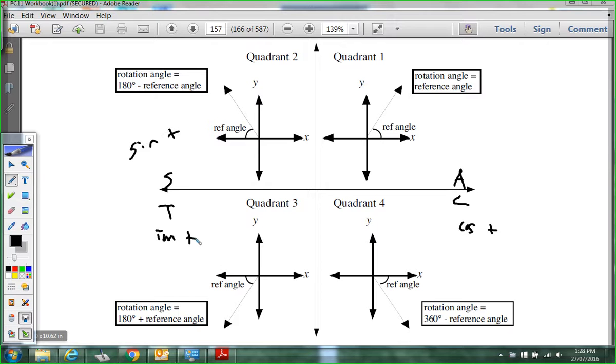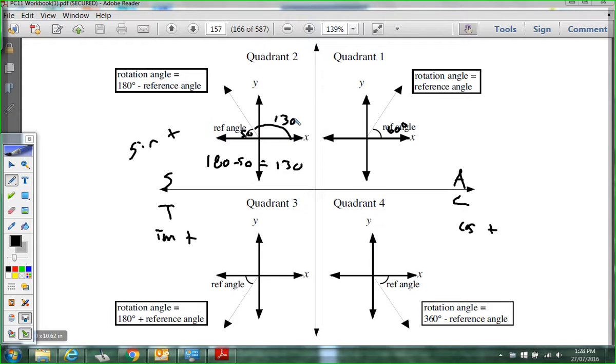In terms of reference angle, remember your reference angle for quadrant 1 is equal to the rotation angle. So if it's 60, then that's your reference angle. In quadrant 2, it's 180 minus the reference angle to get your rotation angle. So if I say the reference angle is 50, 180 minus 50 will give you the rotation angle to that terminal arm.